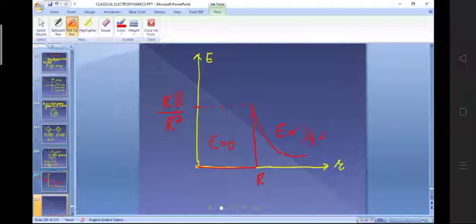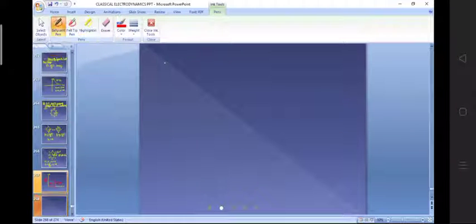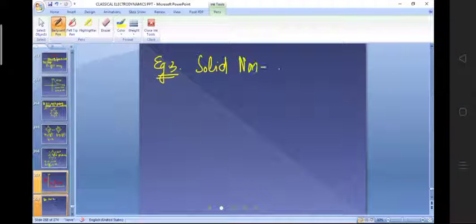Okay. Next, look at the next one. Now there is example number 3. Example number 3 is like this. We want to calculate the electrostatic field due to a solid non-conducting sphere. Solid non-conducting sphere or insulating sphere.